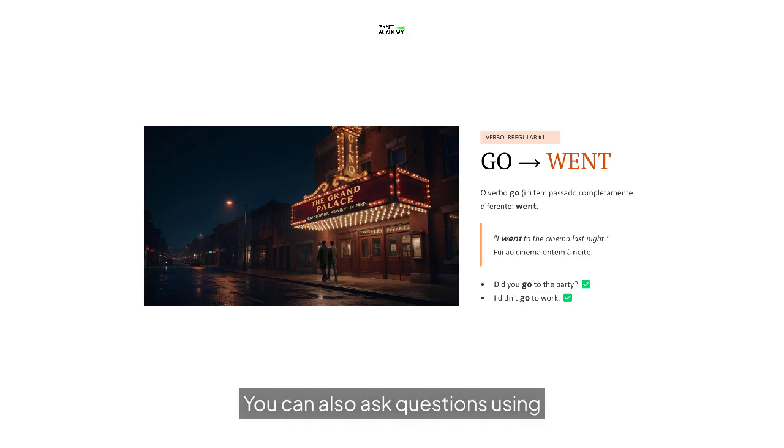You can also ask questions using this verb, like, did you go to the party? Here, you're inviting someone to share their past experience as well. It's interesting to see how went fits into both affirmative and negative sentences. For example, if you didn't go to work yesterday, you would say, I didn't go to work. Notice how we revert to the base form go after didn't, keeping our sentence clear and correct.